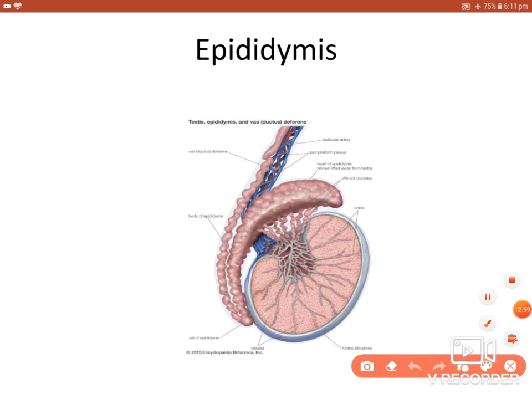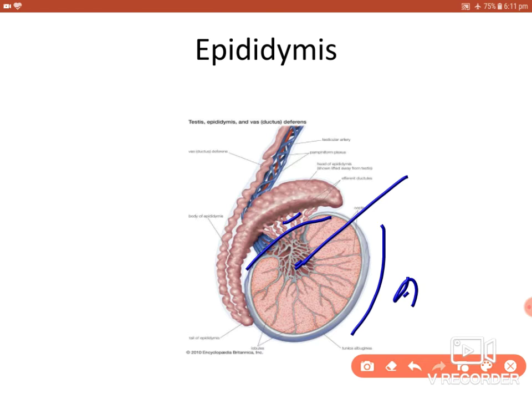Here you can see this is the anterior border. Here I'll get the posterior border. Okay, that is the sagittal view. So this part is the rete testis.